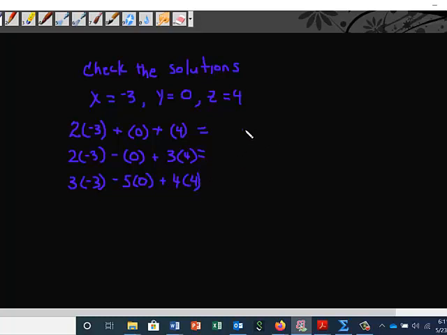So here this is -6 plus 0 plus 4. And our original answer for that was -2. Let me make that neater. It was -2. So we're getting the original result from before.